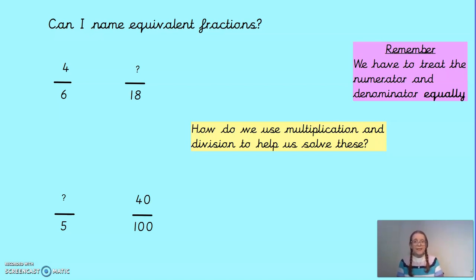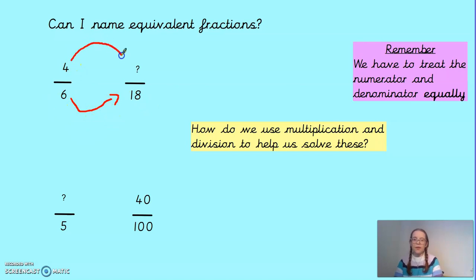Okay, so remember that we have to treat the numerator and denominator equally. How can we use multiplication and division to help us solve these ones? Now, we did do a little bit of this last week, but let's have another look. I'm just going to make my pen a bit smaller this time.